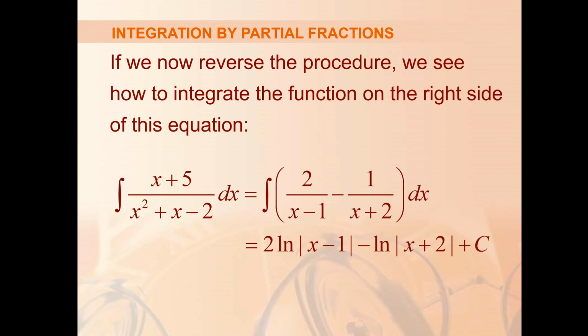With an integral like this, we can always separate the terms out. Instead of doing it all together, we can use the separated rational expressions: 2 over x minus 1 minus 1 over x plus 2, integrating individually. So we have 2 natural log of absolute value of x minus 1, minus natural log of absolute value of x plus 2, plus constant c.